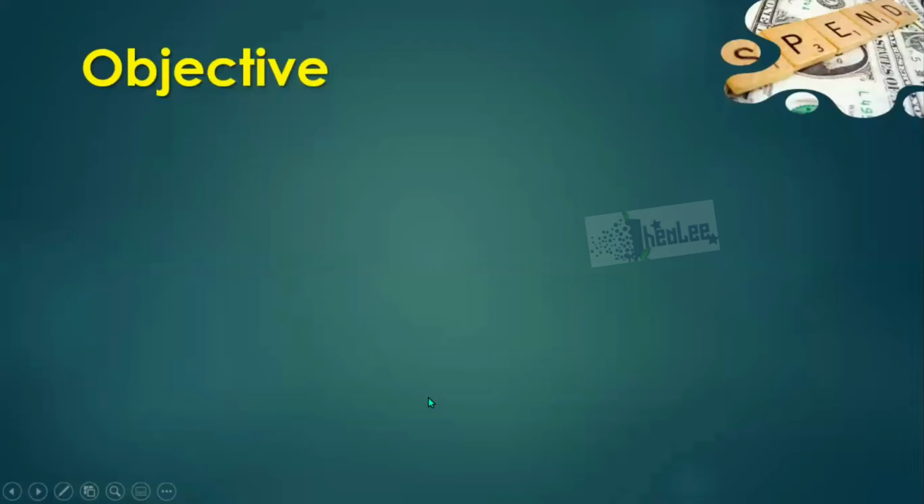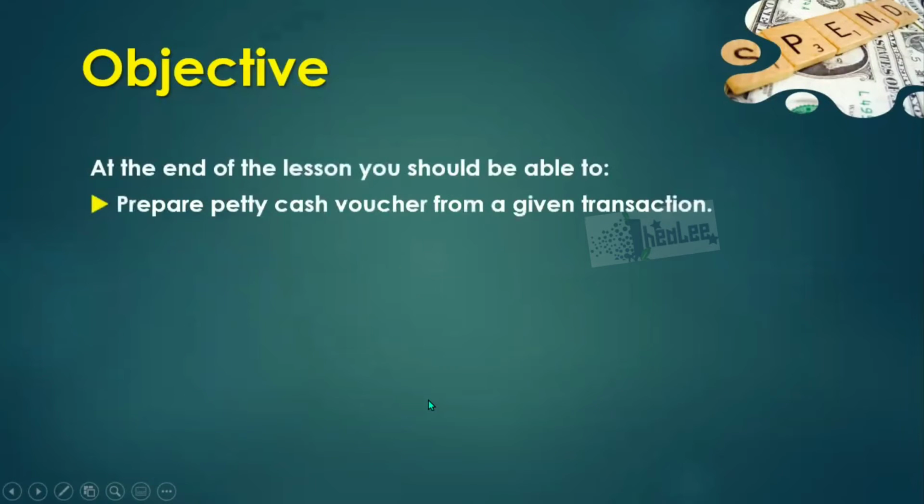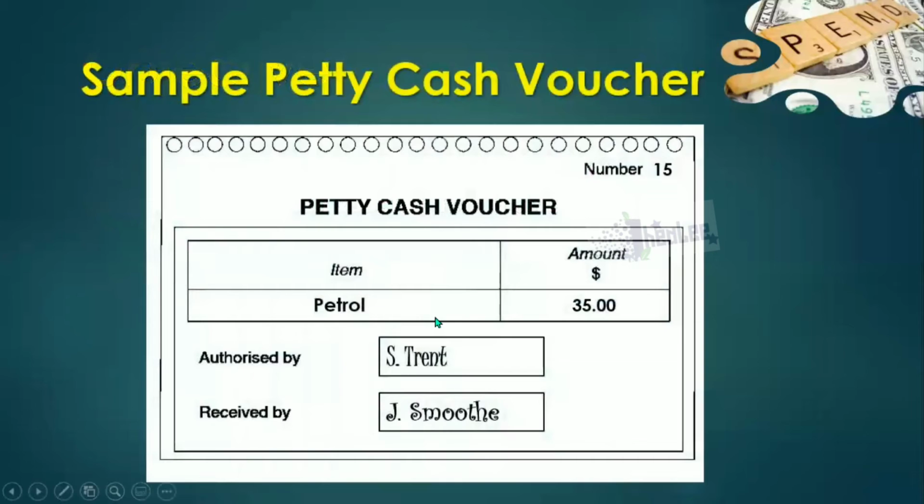At the end of the lesson, you should be able to prepare a petty cash voucher from a given transaction. Let us take a look at a sample petty cash voucher, and we're going to interpret the information that is on this source document. Now, the first thing that I'll be looking at is the number. So this petty cash voucher number is 15.